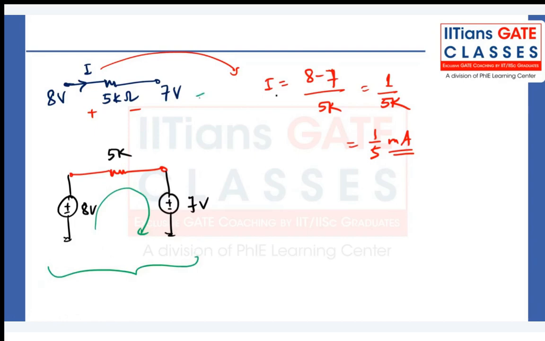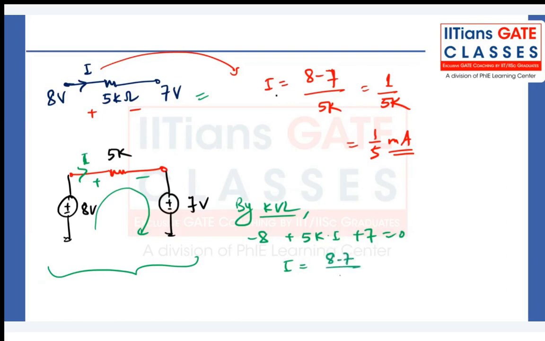Now you can say there is a current I, and we have to find I. You can apply KVL. By KVL, you can skip these steps, whatever steps we are writing. Minus 8 plus 5k times I plus 7 equals 0, because KVL means collecting voltage drops around the loop. This is an equation in one variable, only one unknown current. So I is 8 minus 7 by 5k, which is 1 by 5 milliamp.